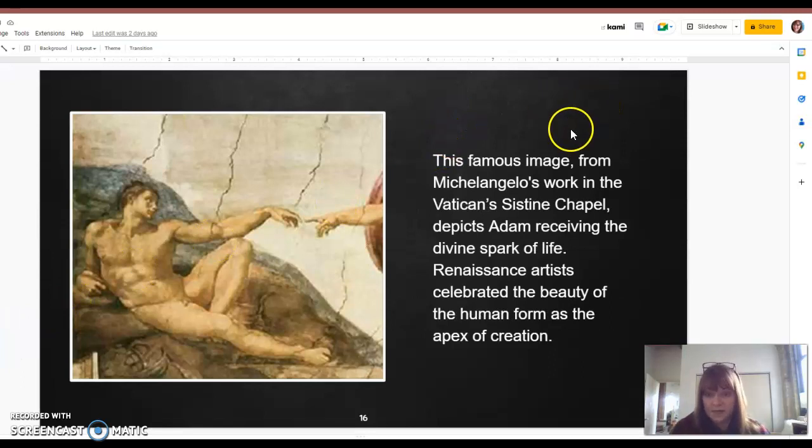You may also recognize this image from Michelangelo's work in the Vatican Sistine Chapel. It depicts Adam receiving the divine spark of life from God. And Renaissance artists celebrated the beauty of the human form. This is artful, right? This isn't nudity, this is artful, and the human body is beautiful. And the human form is the apex of creation. It's the first thing God touched.